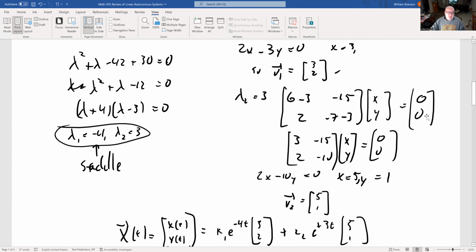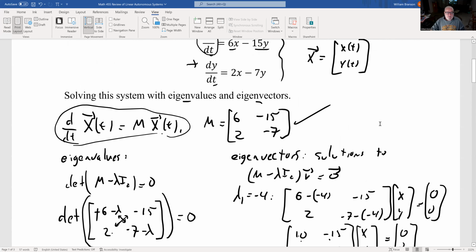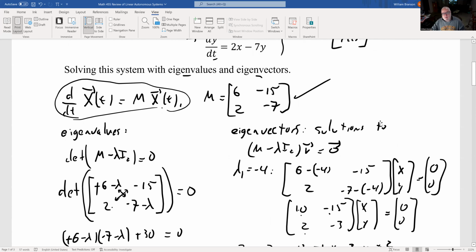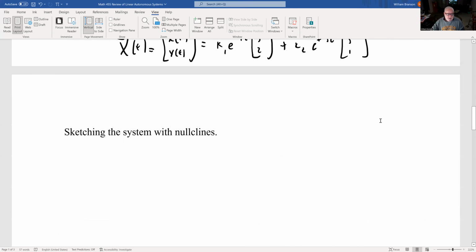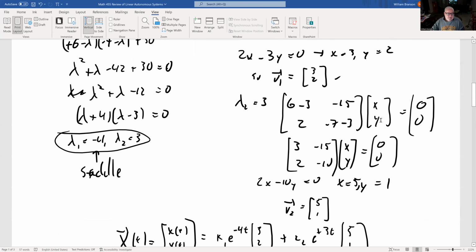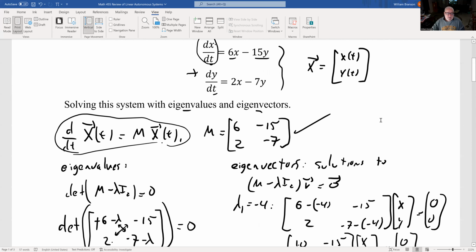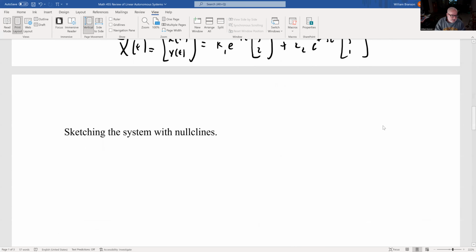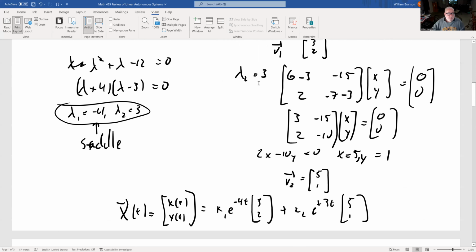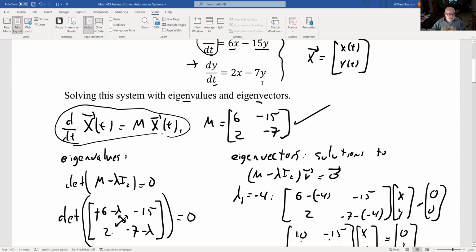So this is a little reminder about how to solve these things with eigenvalues and eigenvectors. This becomes important when we're trying to localize nonlinear systems. We can also try and sketch the system using null clines. So dx/dt is 6x minus 15y. Let me just rewrite that down. And dy/dt, going back up, is 2x minus 7y.